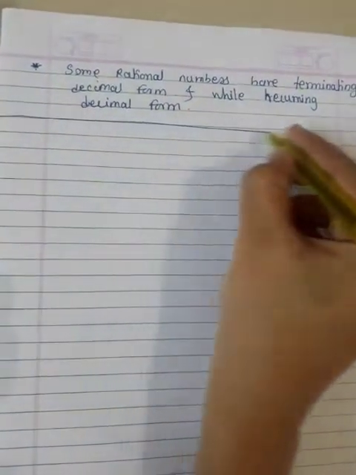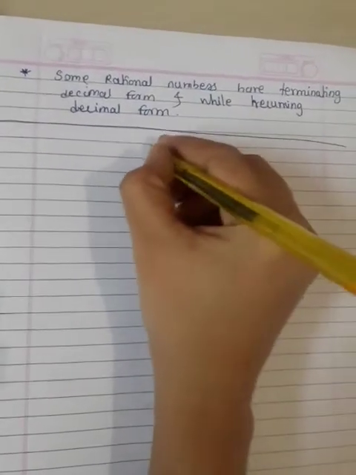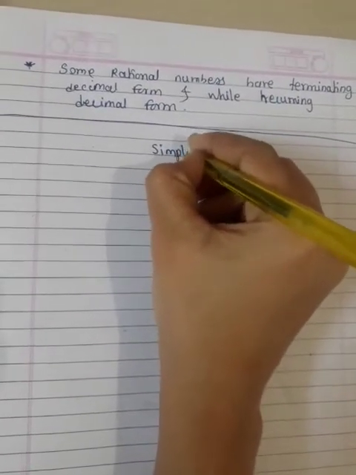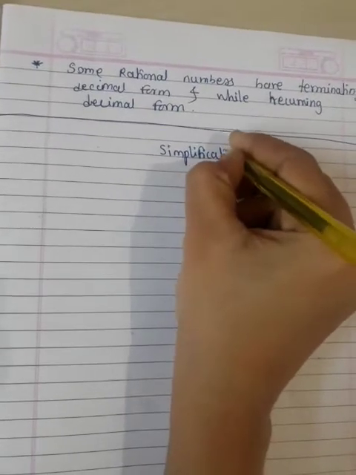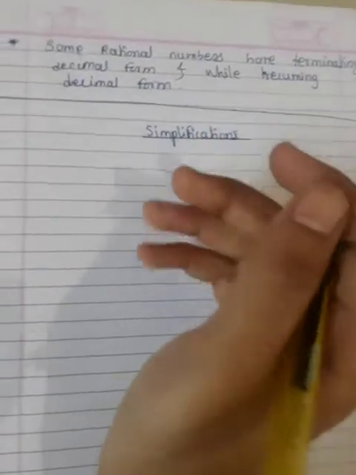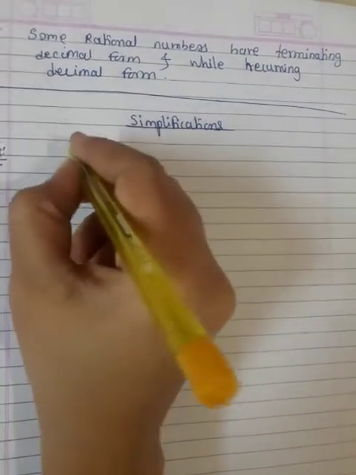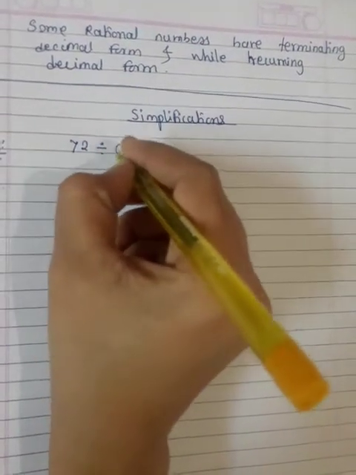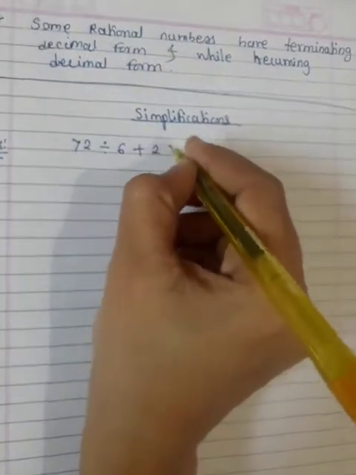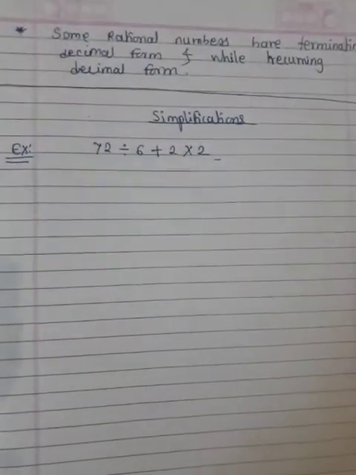Now our next point, the last point of this topic, is simplification. It means we are given some mathematical expression and we have to simplify it. Then how do we simplify a mathematical expression? Suppose we are given the expression 72 divided by 6 plus 2 into 2, and we have to find the value of this expression. So how to simplify?